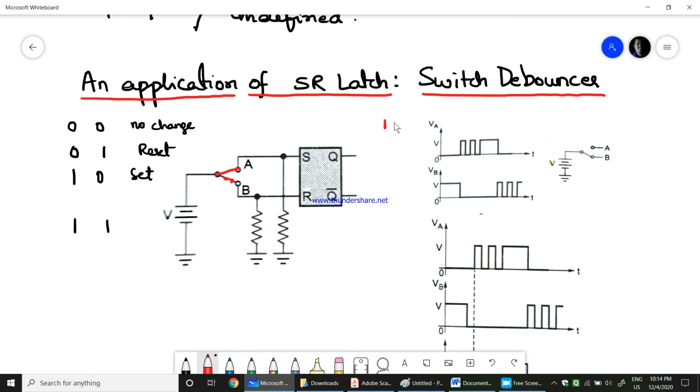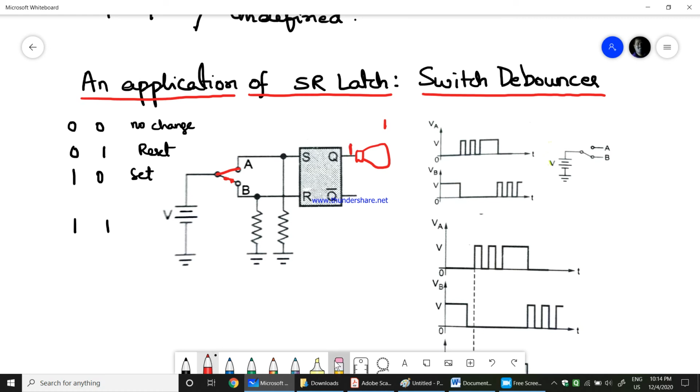Set state means the next part of the circuit, whatever it is, will take 1 as an input. The output Q will be equal to 1. So if this Q is connected to a bulb, the 1 received by this bulb will switch on the bulb. So this bulb will start glowing because of receiving 1.